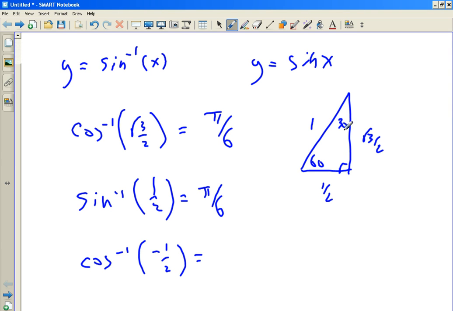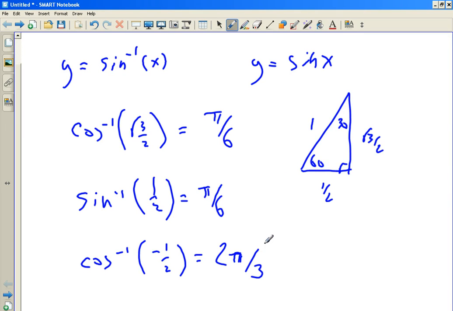Isn't the cosine of 60 degrees 1/2, the adjacent over the hypotenuse, right? So in the first quadrant, you get pi over 3. In the second quadrant, you get pi minus pi over 3, which is 2 pi over 3. 120 degrees?